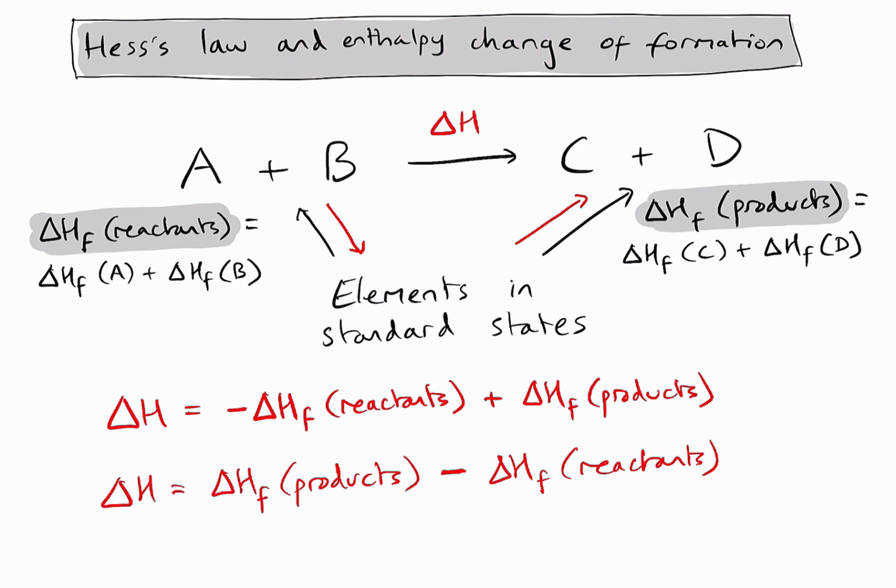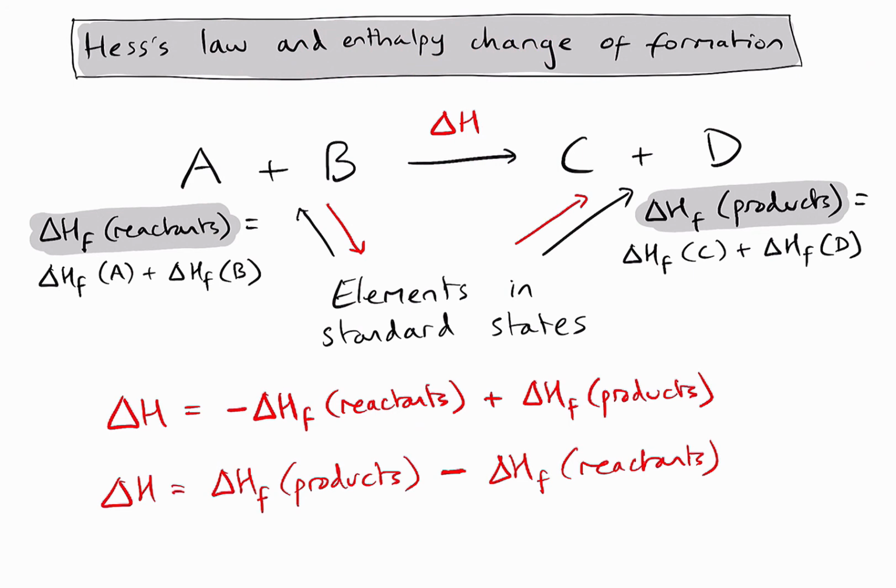So, whenever I'm asked to calculate the enthalpy change of a reaction using enthalpy change of formation data, I take the total enthalpy change of formation of my products and I subtract the total enthalpy change of formation of my reactants. And according to Hess's law, this will give me exactly the same value as the direct enthalpy change in my chemical reaction.